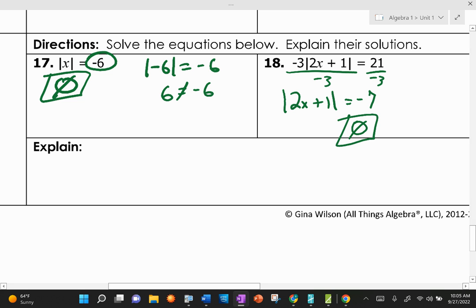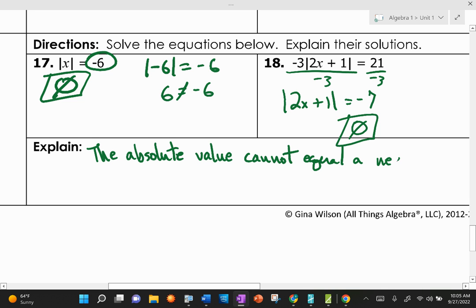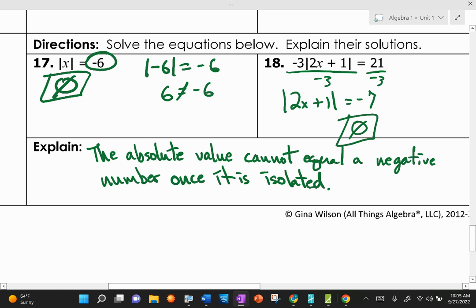Okay, the explanation is the absolute value cannot equal a negative number once it is isolated. Make sure that makes sense to you, okay?